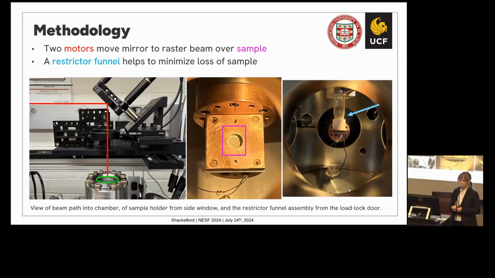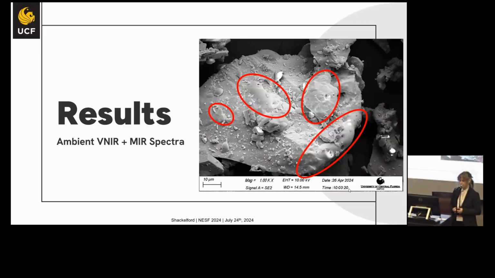So 2 motors help move this mirror that's over the sample chamber to raster the beam over the sample. In the middle there, you can see the sample itself in its little sample cup. And there's also a restrictor funnel that we place over the sample in order to keep the sample from flying everywhere inside the chamber, but there is still some loss of sample.